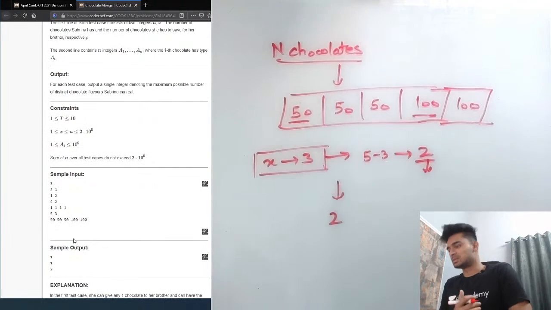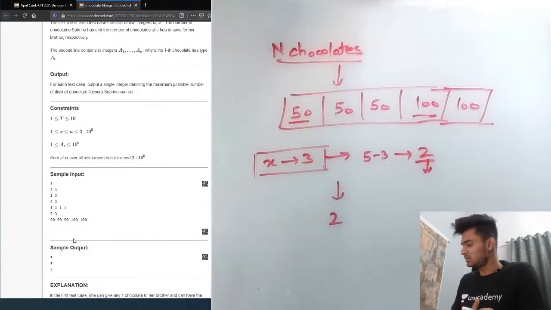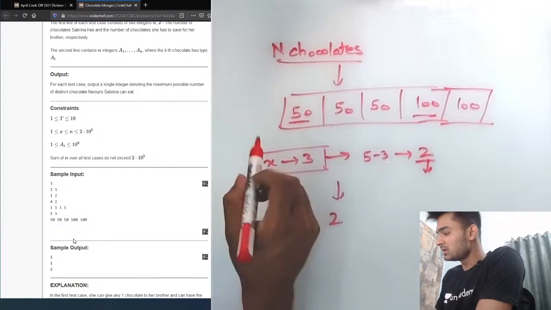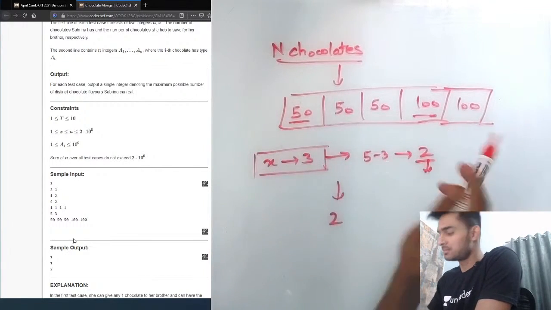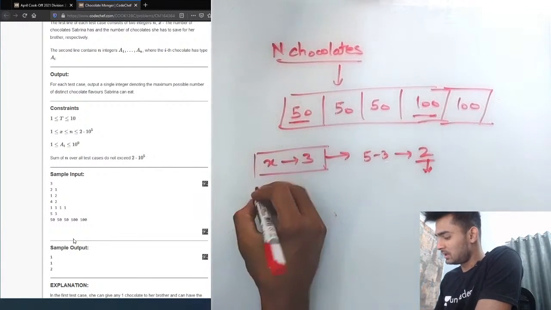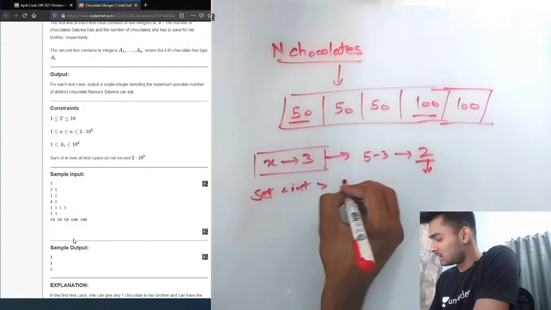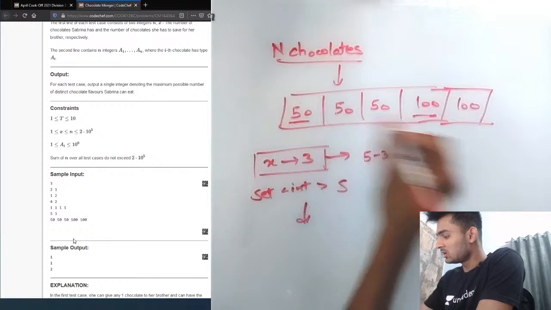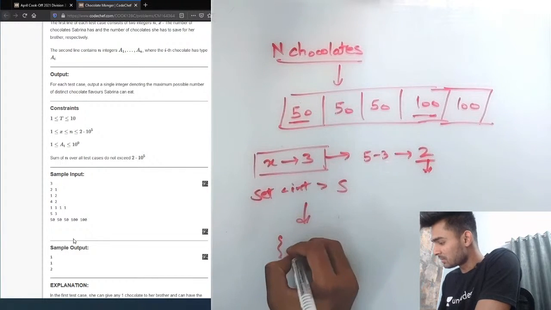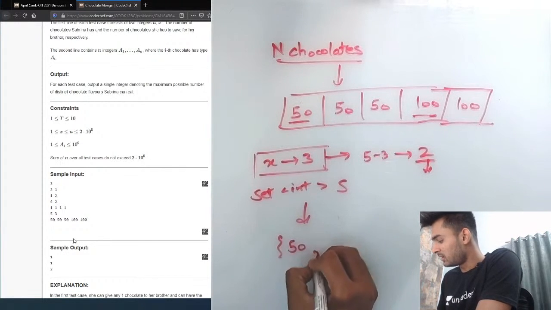Now, how to solve this? Yes, exactly, Pawan. We need to use sets here. What we are going to do is insert all these values into a set. So let's say we have a set of int type s. If we insert all these values, this is going to become a set with 50 and 100.